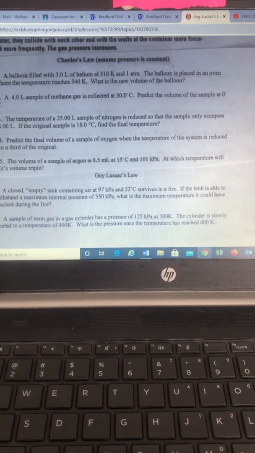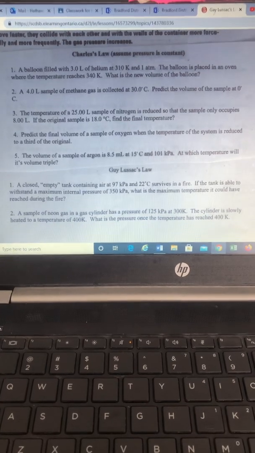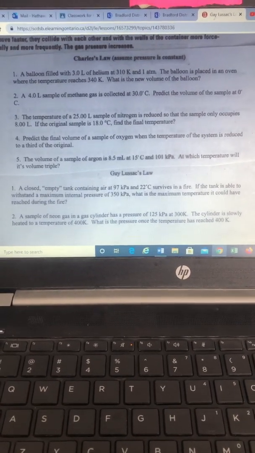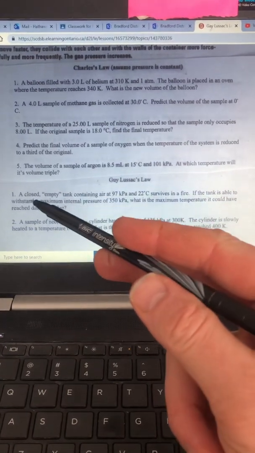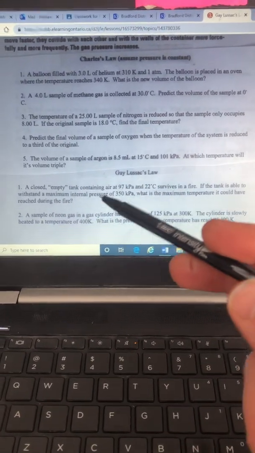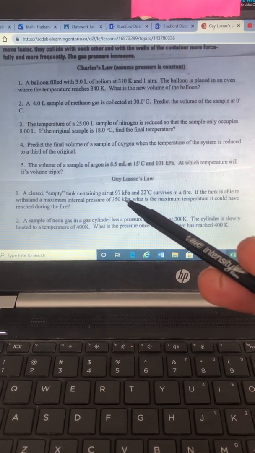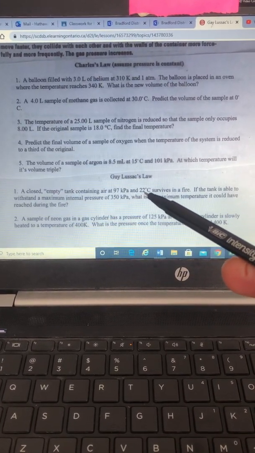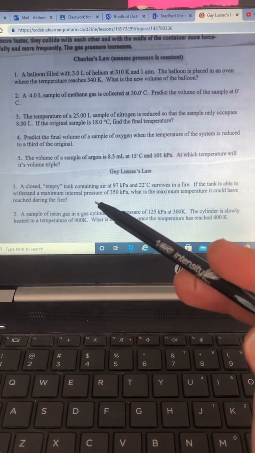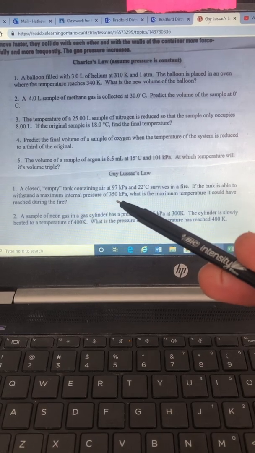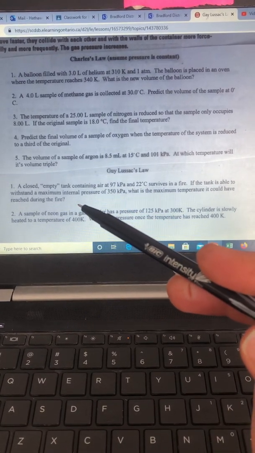Okay, so folks, I just wanted to show you how to solve a problem from either Charles' law or Gay-Lussac's law when you're looking for a temperature. So I'm jumping down all the way here to question number 1 in Gay-Lussac's section. It says a closed empty tank containing air at 97 kilopascals and 22 degrees Celsius survives a fire. If the tank is able to withstand a maximum internal pressure of 350 kilopascals, what is the maximum temperature it could have reached during the fire?